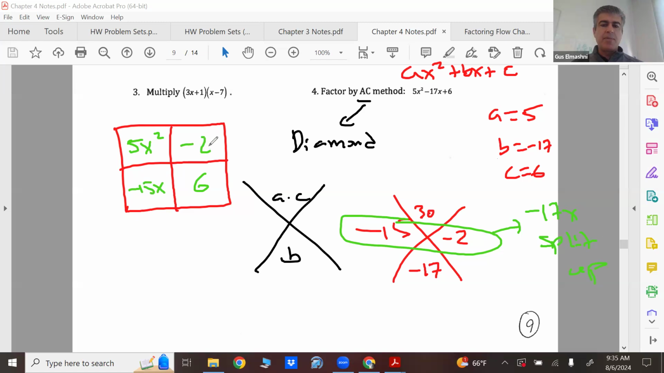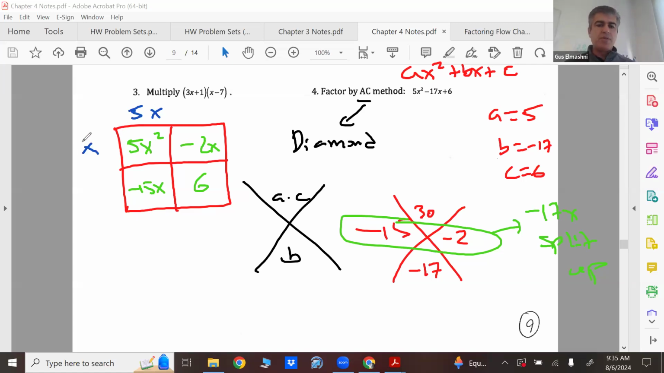Now this is where the fun begins. Your task is to figure out what to put on the outsides. Well, if you think about it, let's look at that first row. What do these have in common? 5x squared and -2x. What do they share in common? Just an x. How about the first column? What do they share in common? 5x. Good. So you have x and 5x. Great. And that multiplies to 5x squared. Totally, right?